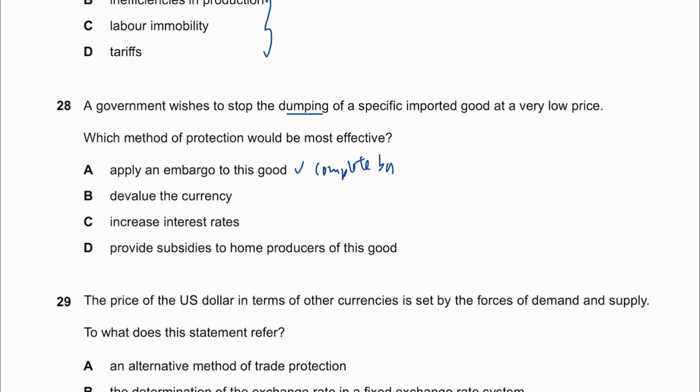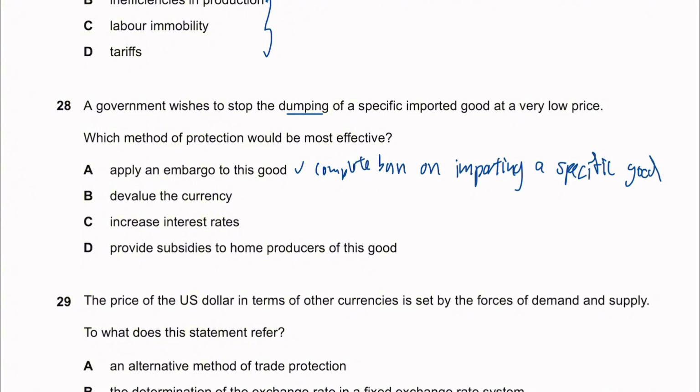This is the complete ban on importing a specific good. This means that regardless of how low the foreign price is, the product is no longer allowed into the country. So government can completely remove the dumped product from the market. Therefore, protect the domestic industry from this unfair competition.